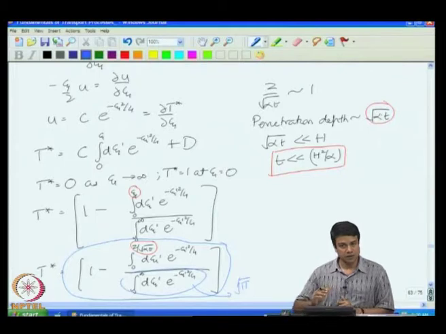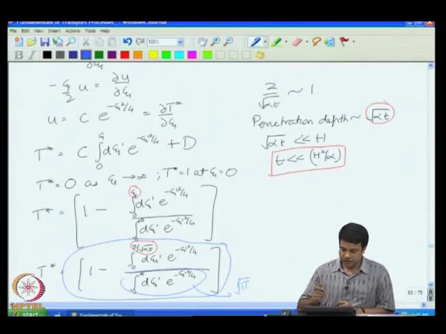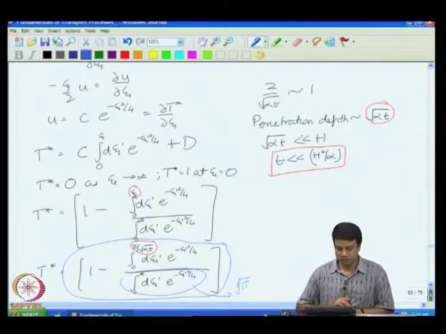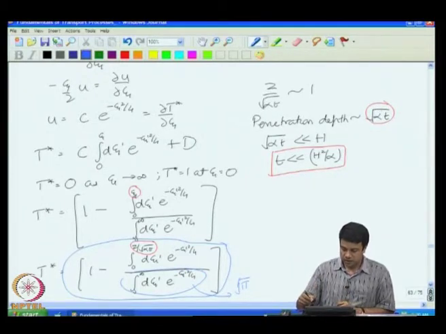By the time the distance becomes 3 times root alpha t, the temperature disturbance already becomes small. So, therefore, this is the penetration depth, square root of alpha t. By the time the distance goes to one times that penetration depth, the temperature has already decayed to about half the value at the bottom wall. So, therefore, this is the penetration depth.